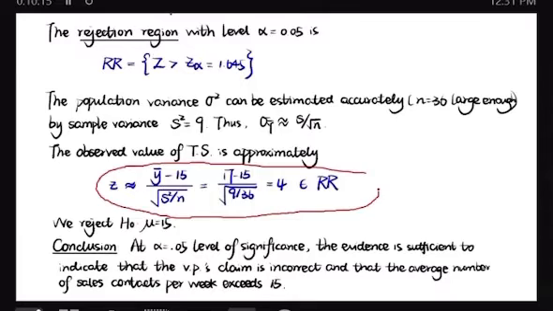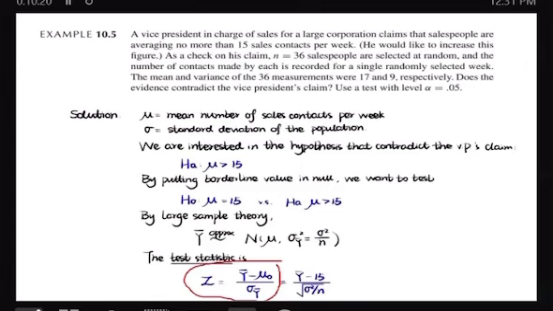Okay, Y bar is 17. How do I know it's 17? Do you see from what we were told? Can you see that statement? We were told that the mean and the variance of the 36 measurements were 17 and 9 respectively. So the mean is 17, that sample mean you got from the sample, and the variance is 9. That was how I got all of that.